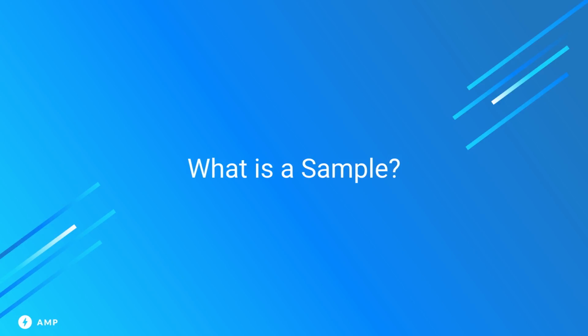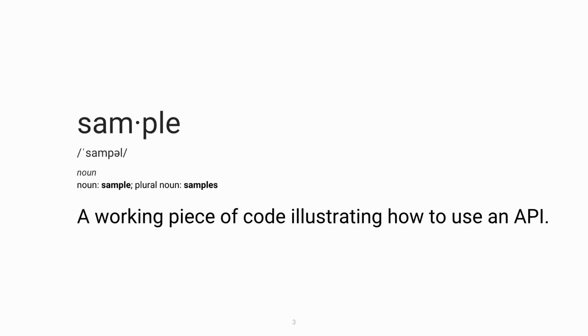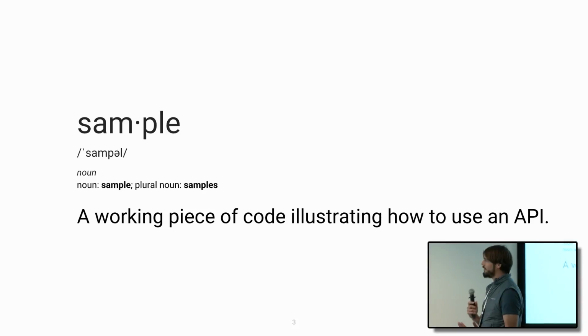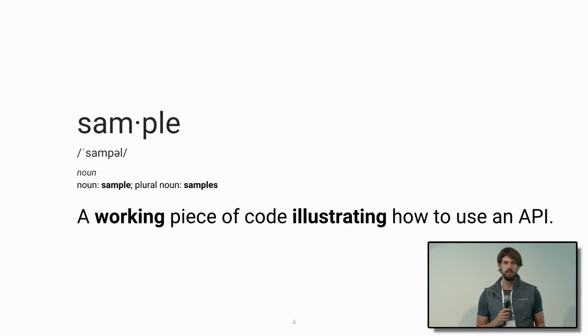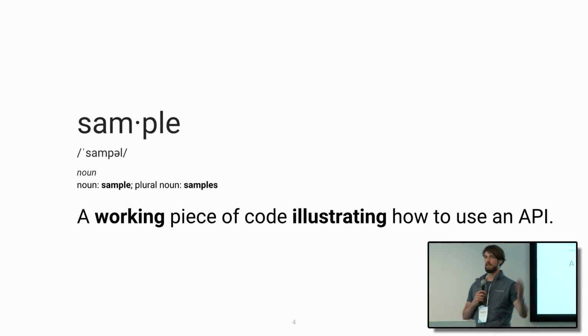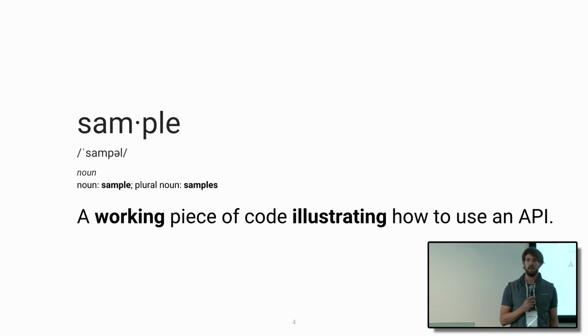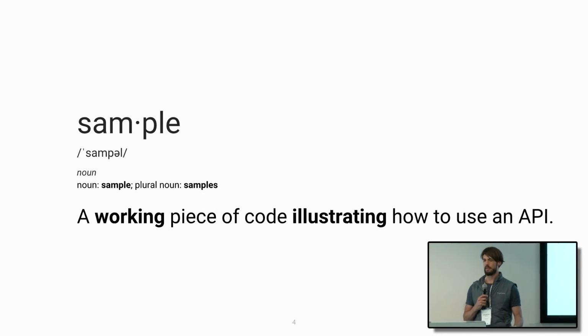So let's start with a basic question. What is a sample? The way I see it, a sample is a working piece of code illustrating how to use an API. The two important parts of this definition are working, so something that you can run in a browser and it works, and you can change something and play around with it. And the other part is illustrating. It really shows how to use an API, so it demonstrates best practices and things like that.